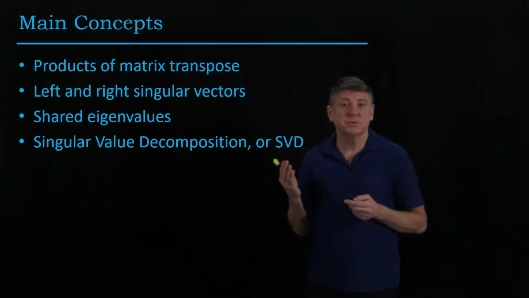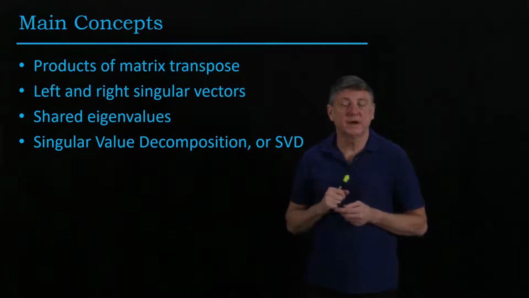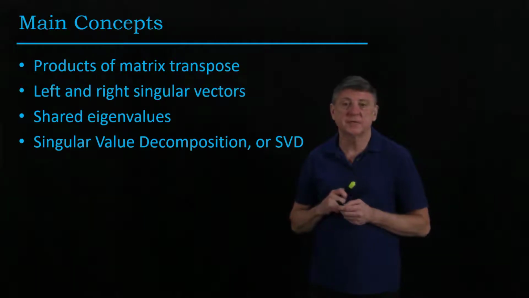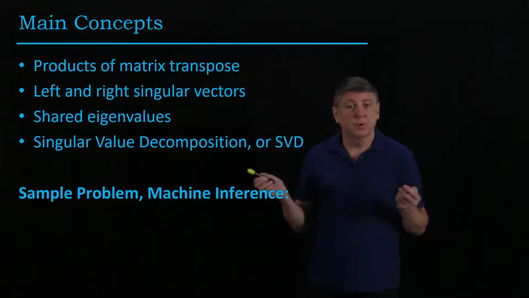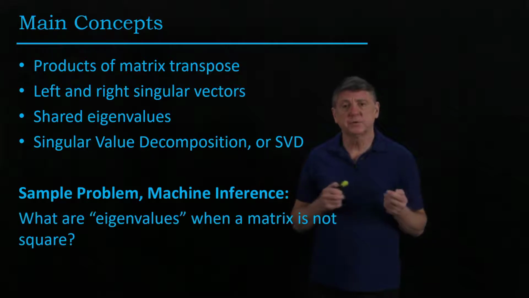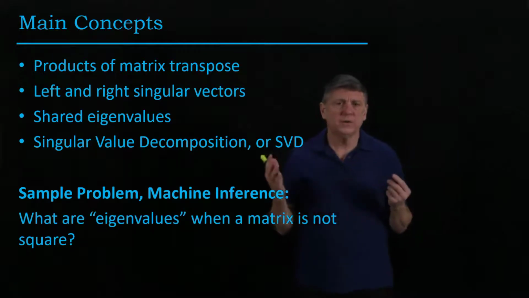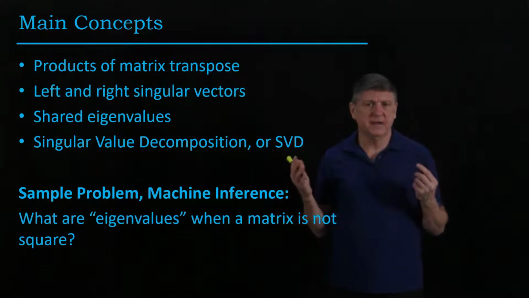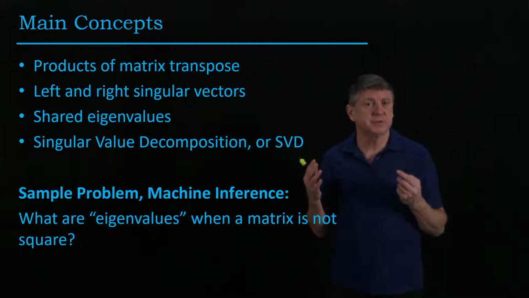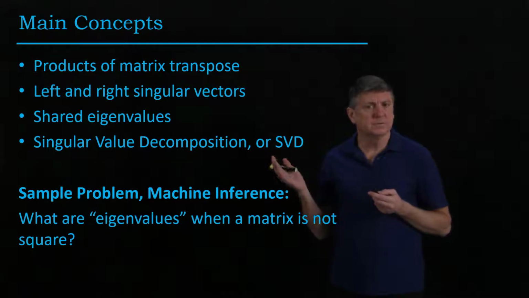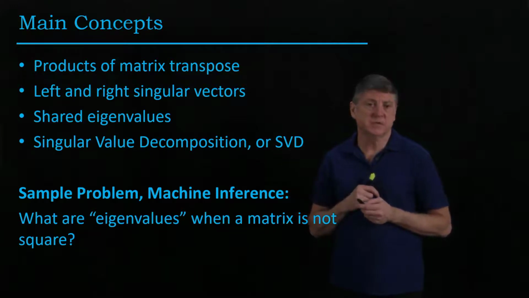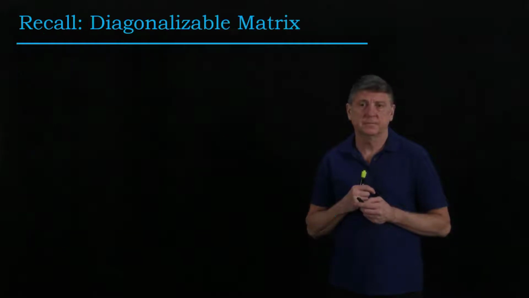This will lead us to the singular value decomposition, which is most commonly known as the SVD. This is perhaps the most important theorem in linear algebra that was developed in the 20th century. One problem that we can think of as we go through this lecture is, what could eigenvalue mean if a matrix is not square? What sort of thing is this? What kind of generalization could we have?